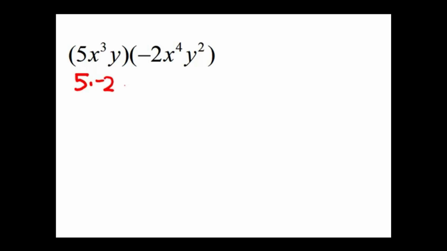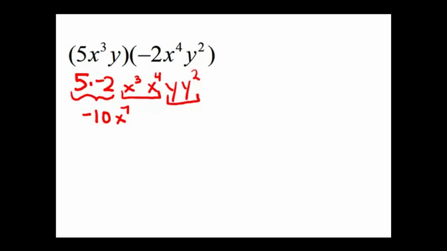So the numbers and the x's and the y's, and then just use our exponent rules going across. So first, for our numbers, they're going to multiply. For our variables, we will keep the base and add. And also for the y's, we'll keep the base and add. Don't forget the 1 that is on the first y. And we're done. Negative 10 x to the 7th, y to the 3rd.